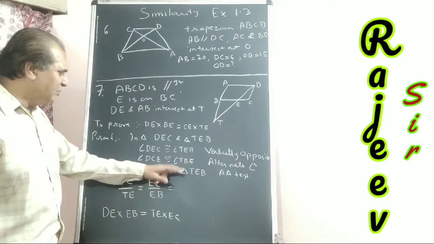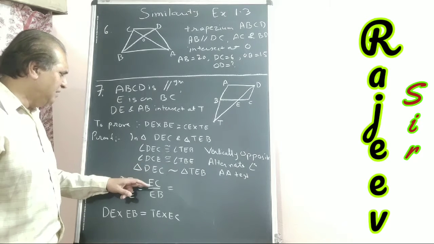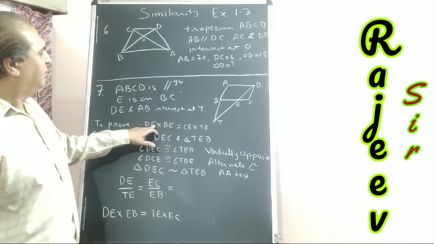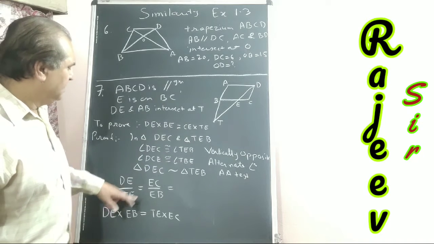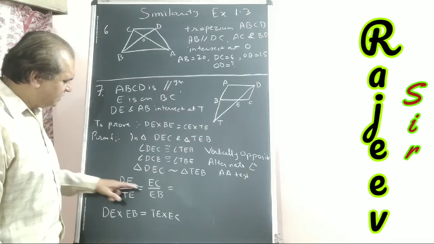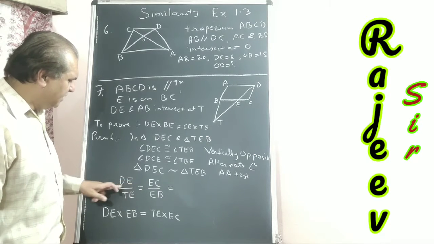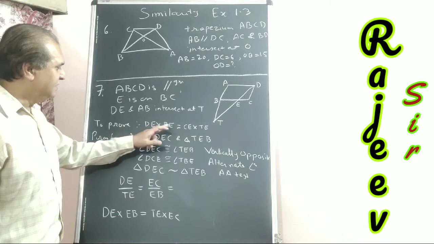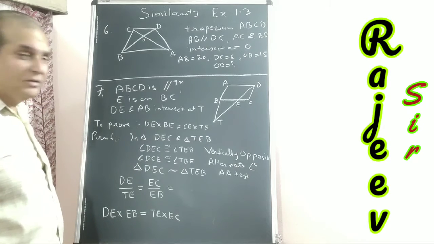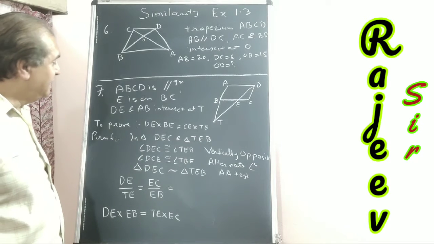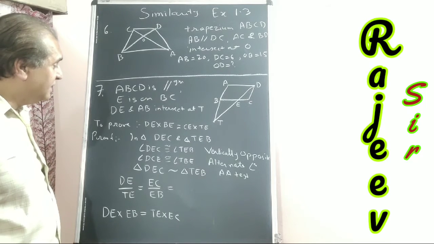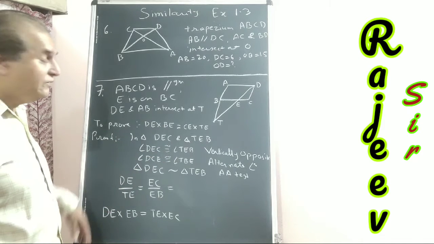Just take ratio DE upon TE equal to EC upon EB. The third ratio you don't want, because every segment containing E is needed. The third would be DC upon TB. Without E you don't need that. Now just cross multiply: DE into EB equal to TE into EC. And this is what is needed. So simple proof. See properly, try yourself. Very easy proof. Don't lose marks by ignoring. If your presentation with reasoning is correct, you will get full marks.